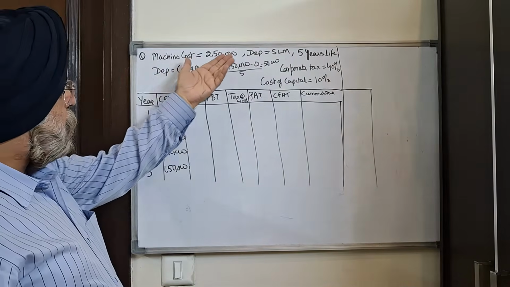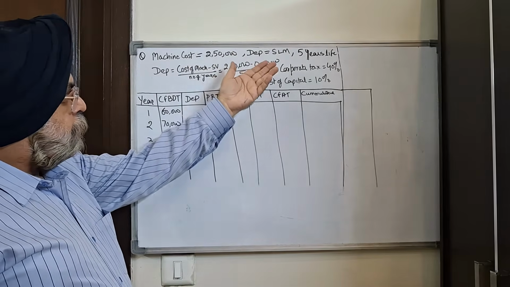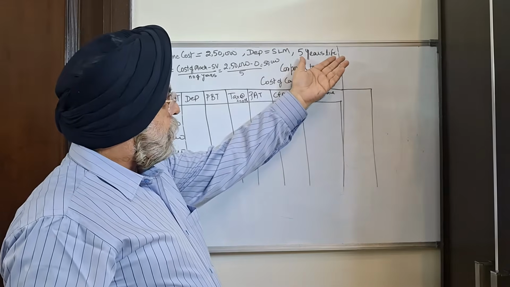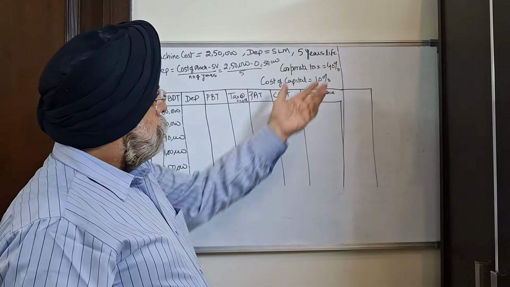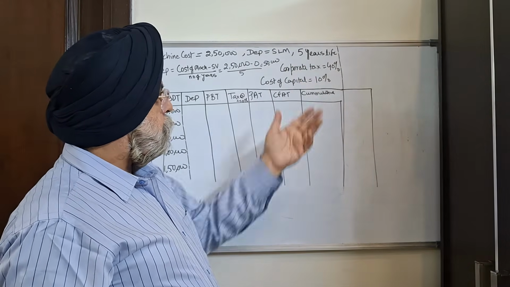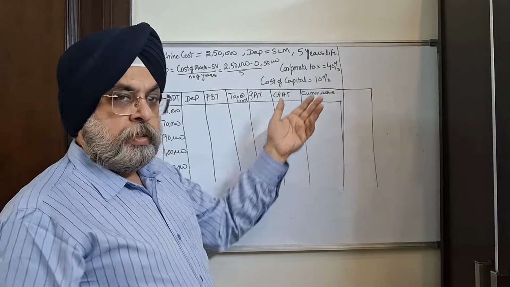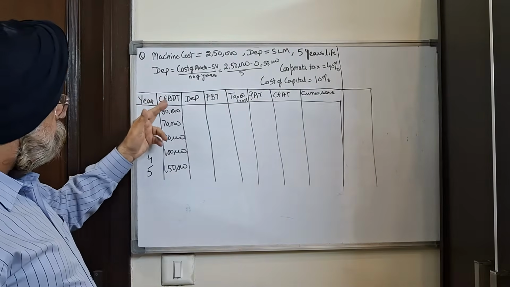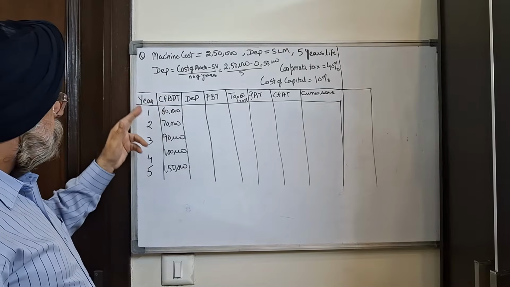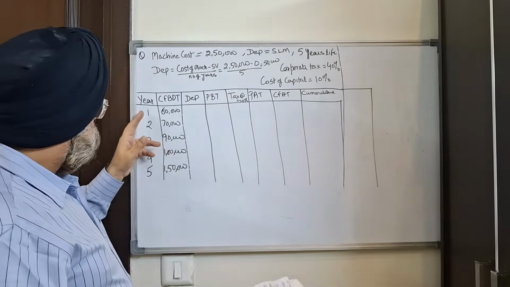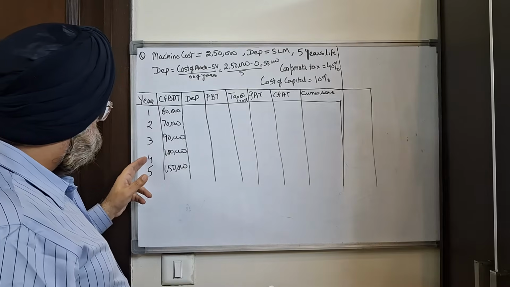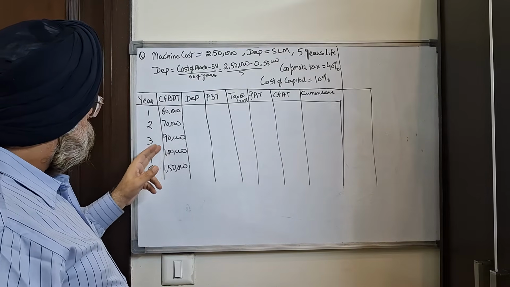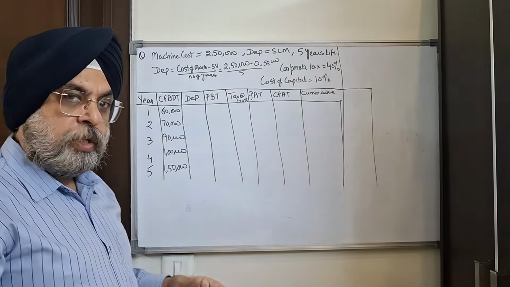Machine cost is 2,50,000. Depreciation is according to the straight line method of depreciation. The life of the machinery is 5 years. The corporate tax is 40% and the cost of capital is 10%. And the cash flows before depreciation and taxes are given already in the question: first year, second year, third year, fourth year, fifth year, 60,000, 70,000, 90,000, 1 lakh and 1,50,000.